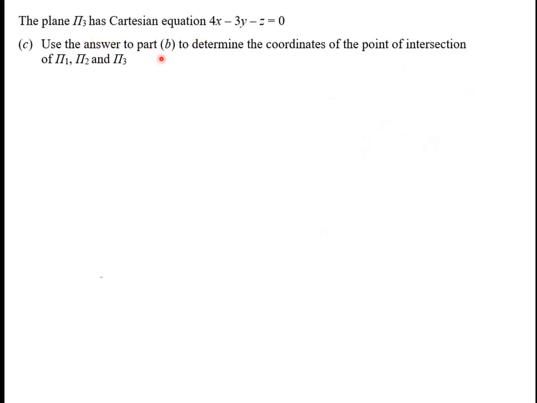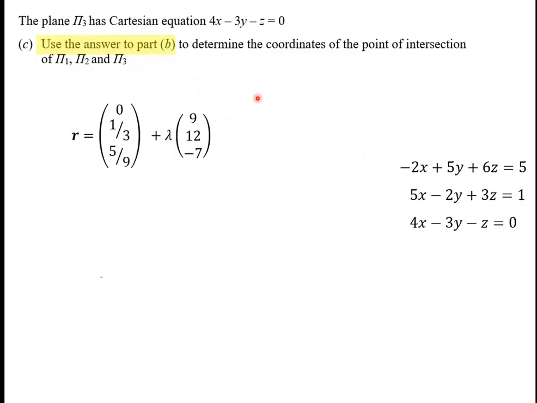And then it says use the answer to part B to determine the coordinates of the point of intersection of all three. So it gives us this new plane in Cartesian form. Now the temptation is, because you've got three equations now, 3 planes, 3 simultaneous equations, 3 variables, you could just stick it in the calculator. But it says use the answer to part B. And if you didn't use part B, you didn't get any marks for this question. So we've got to use part B. Now here's the equation of that line of intersection. That's the answer to part B.